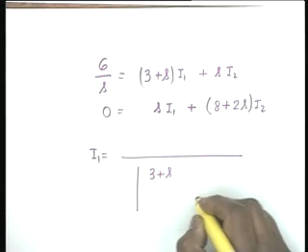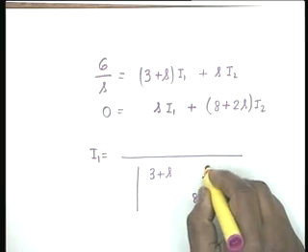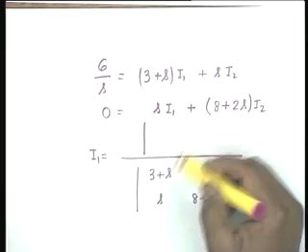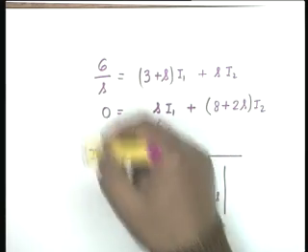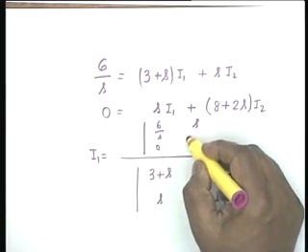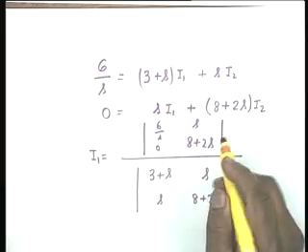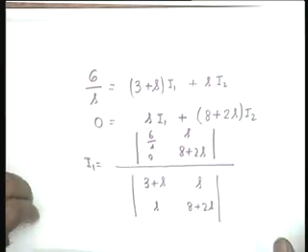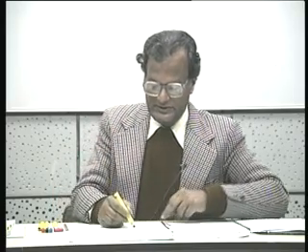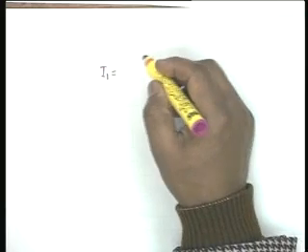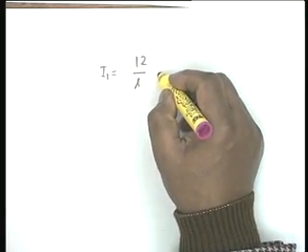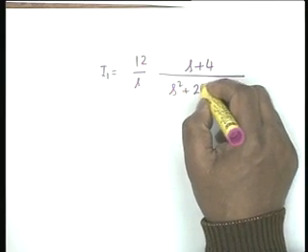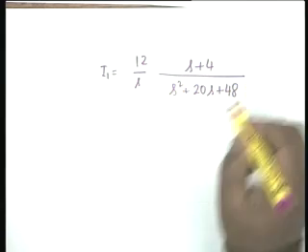3 plus S, 8 plus 2S, S, and in the numerator the first column replaced by the right hand side, 6 by S, 0, S, 8 plus 2S, and now you can make simplifications. My simplification gives me the result I1 equal to, once again a pinch of salt is to be added, S plus 4 divided by S squared plus 20S plus 48.